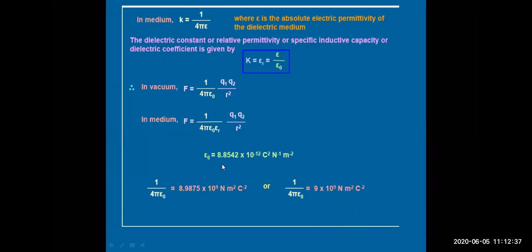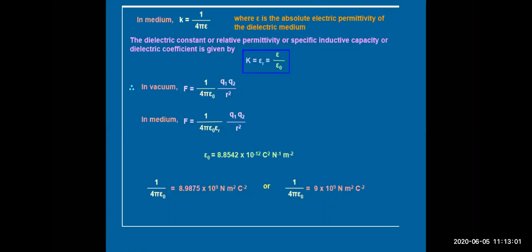This formula you have to remember. The value for epsilon naught is 8.8542 into 10 to the power of minus 12 Coulomb square per Newton per meter square. And this 1 by 4 pi epsilon naught, you have a value, or in general, we write it as 9 into 10 to the power of 9. That's the value for 1 divided by 4 pi epsilon naught.